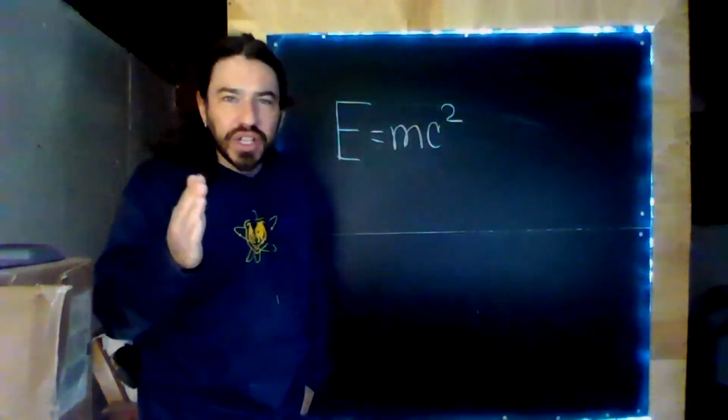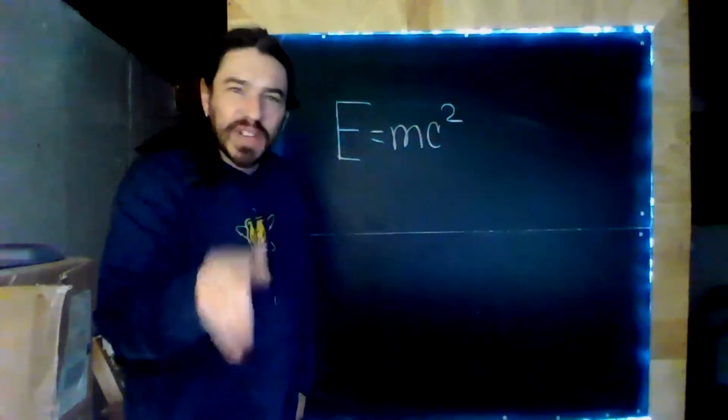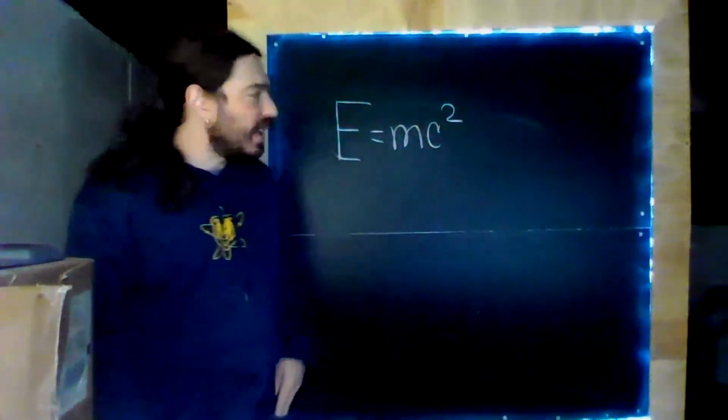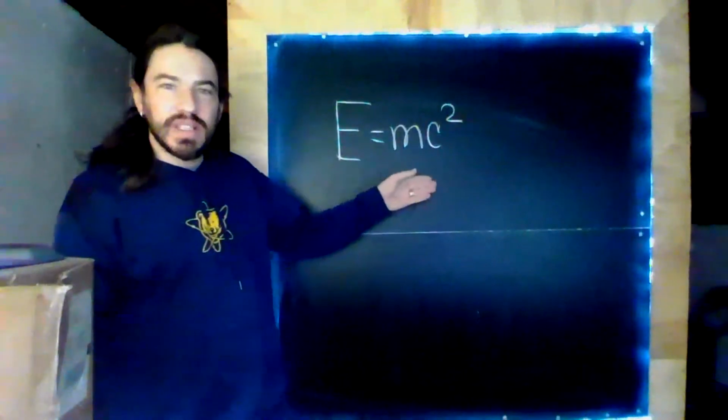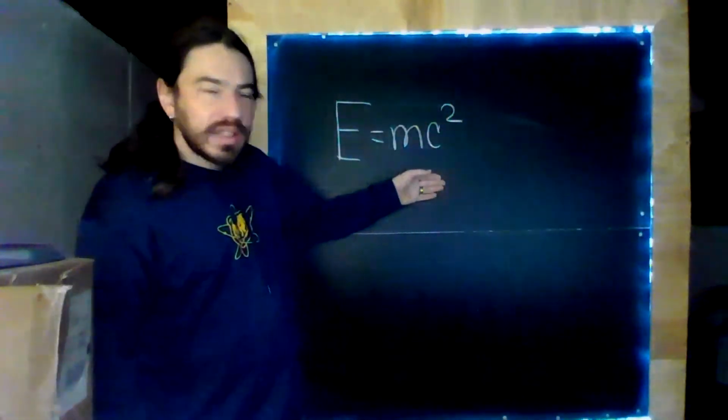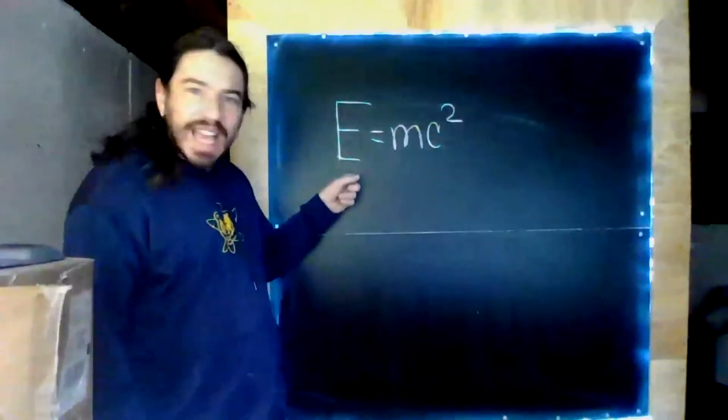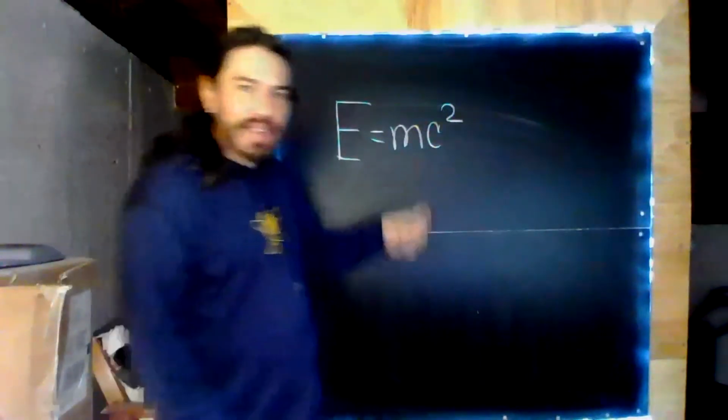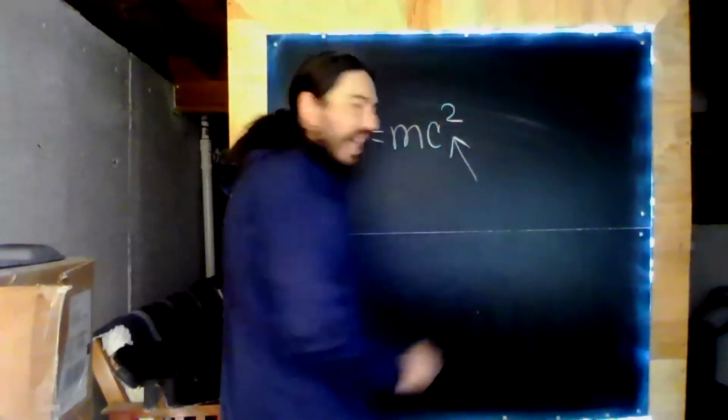Possibly the most famous equation in all of physics, possibly the only physics equation you knew before you came into this class, was E equals mc squared. What does this equation mean? Well, E is energy, m is mass, and c is the speed of light, which is a really big number.